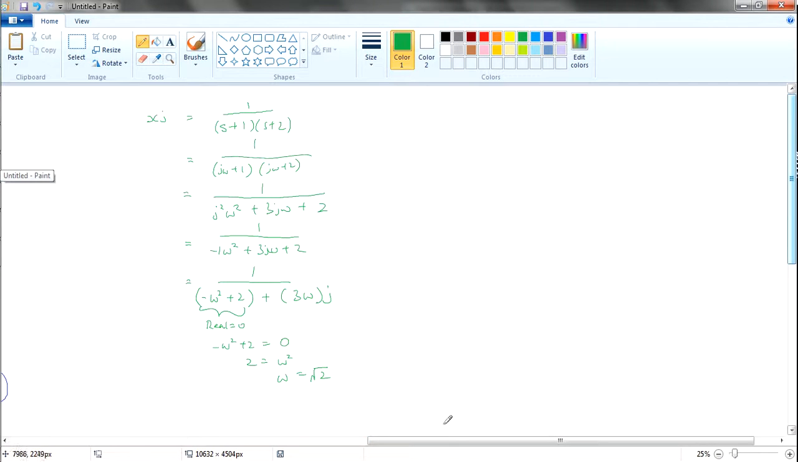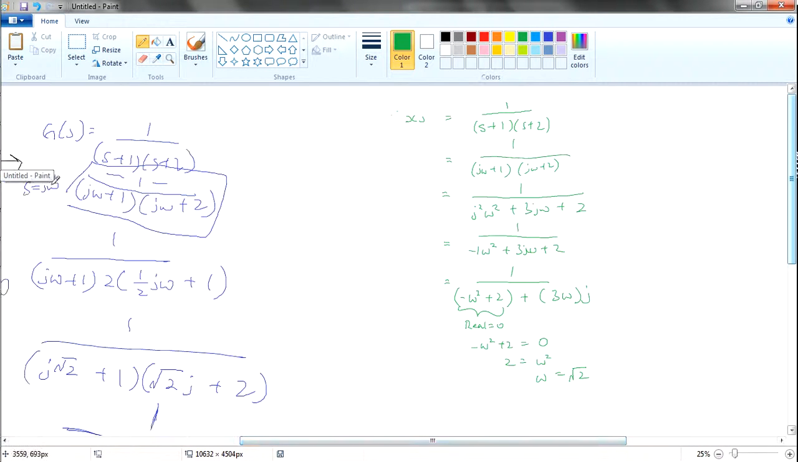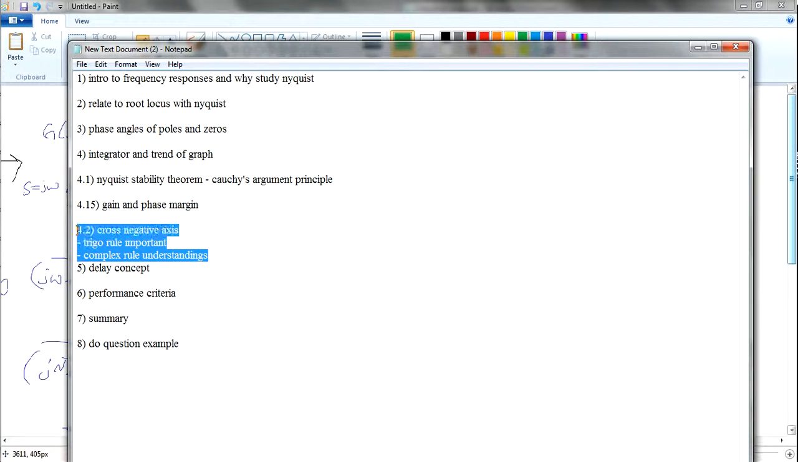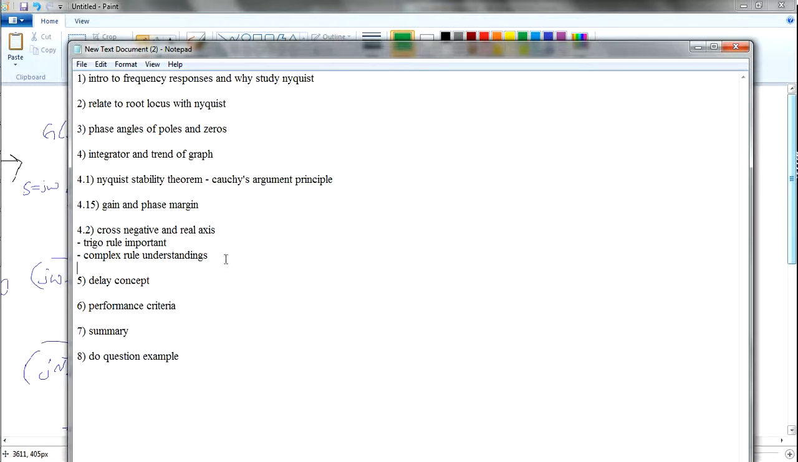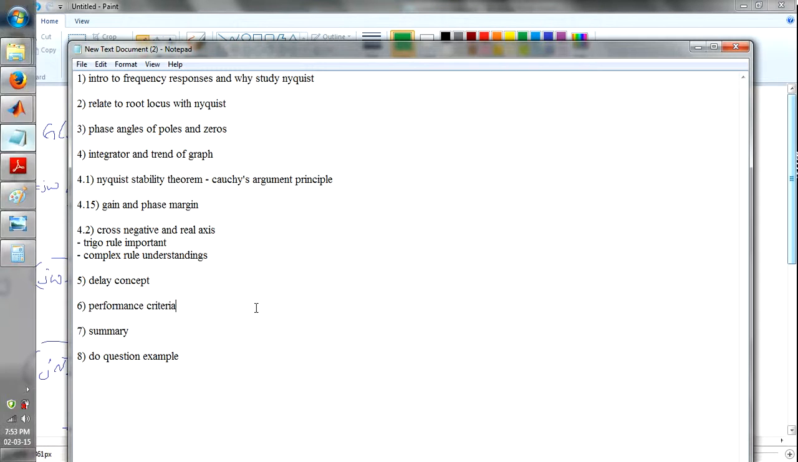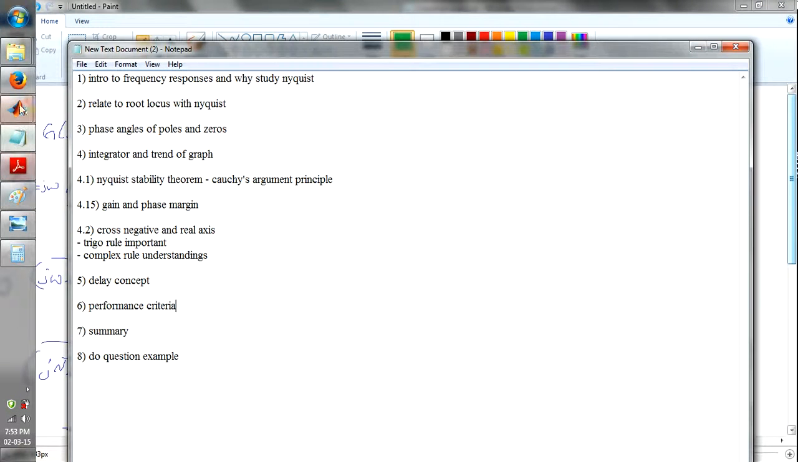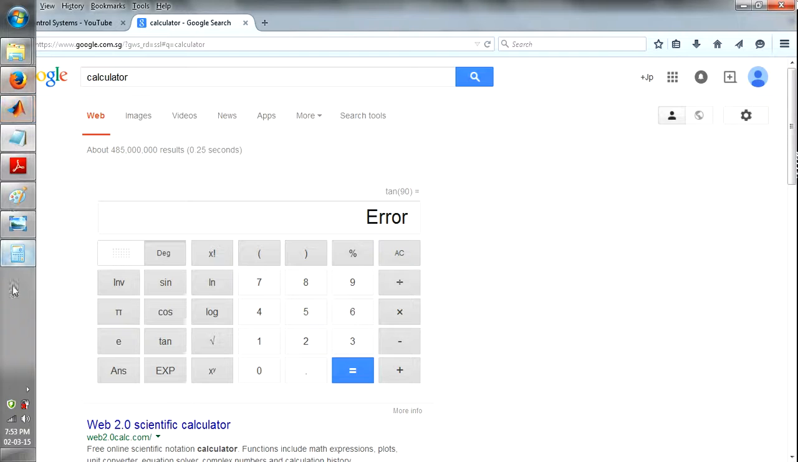So I've successfully cleared the crossing of the negative and the real axis zone. Next, in the next two or three videos, I'll talk about the delay concept and performance criteria, which is simply just some understanding only. So I'll see you in the next video for the rest.